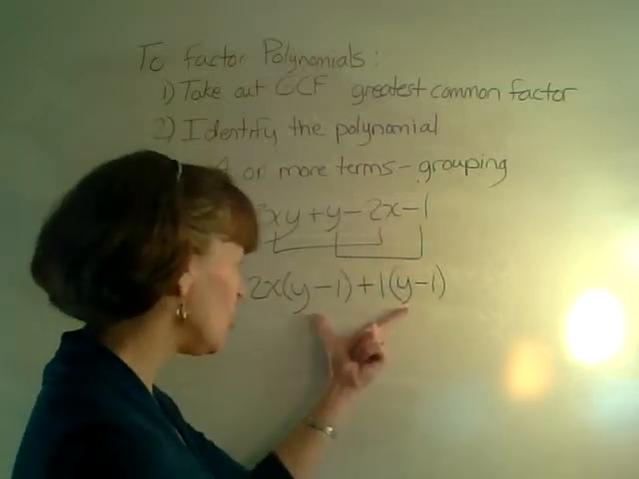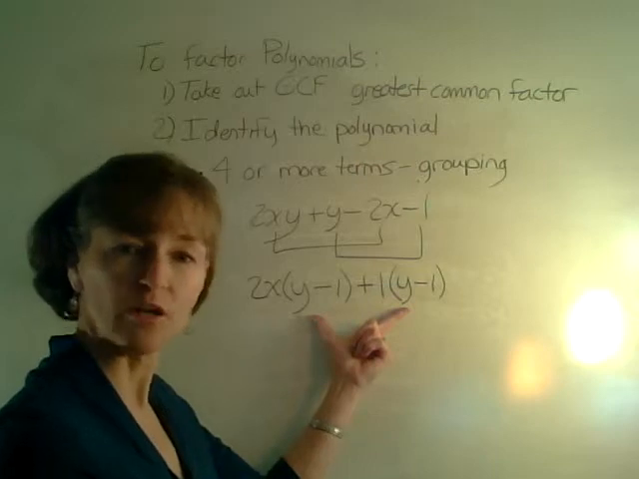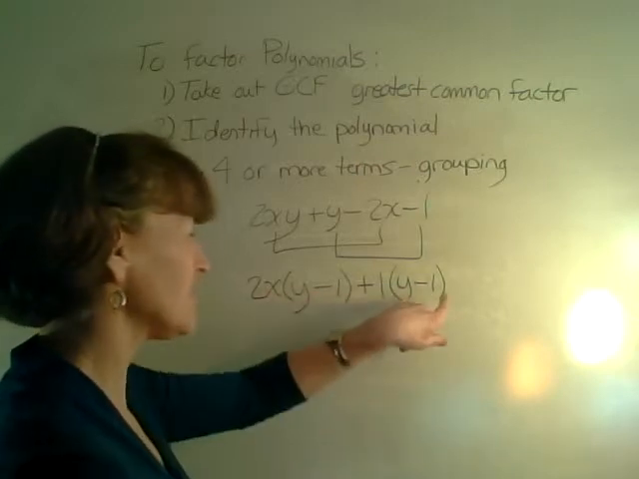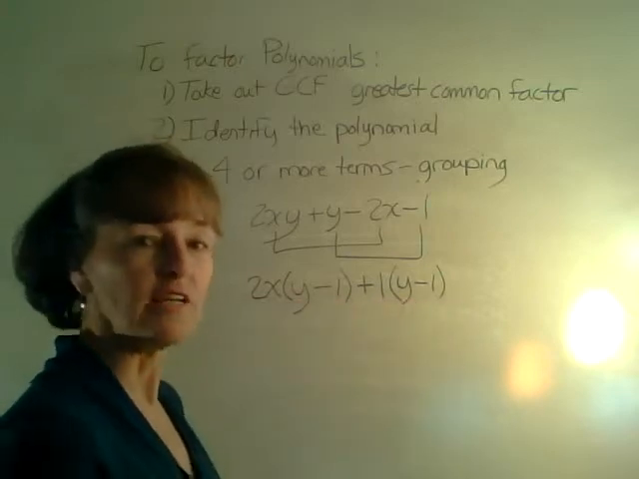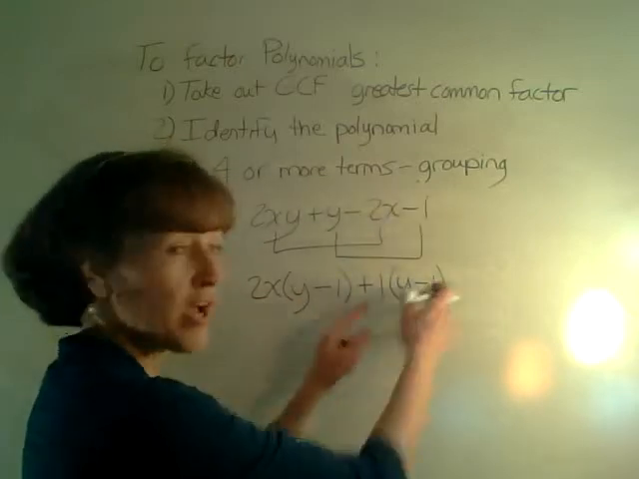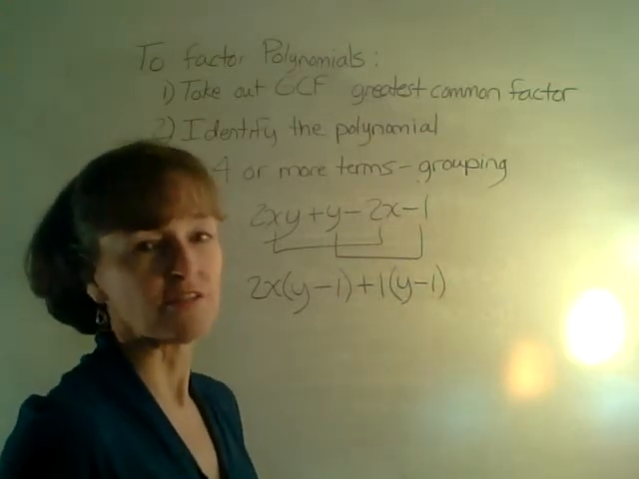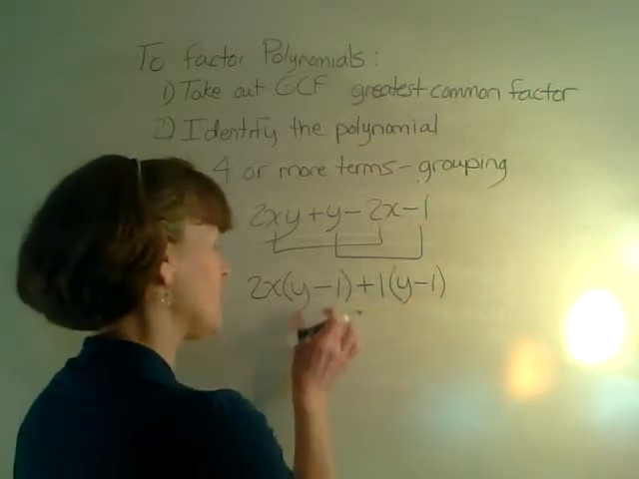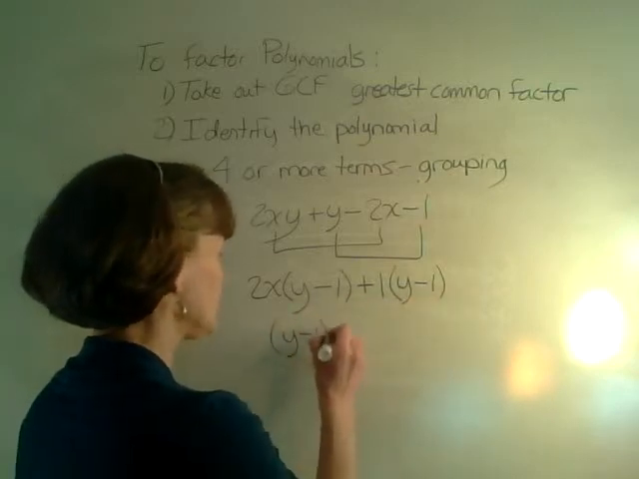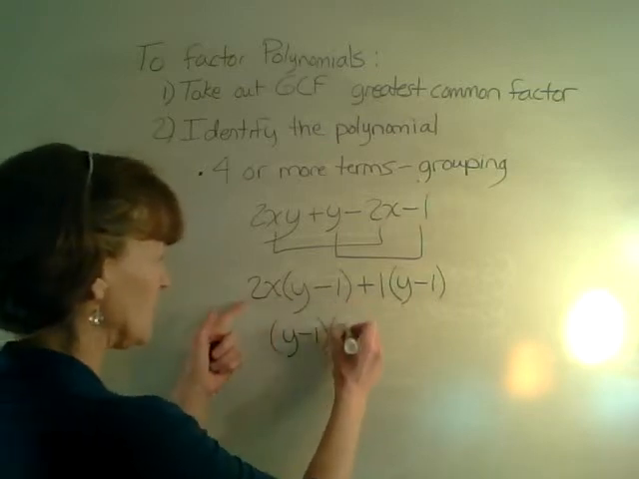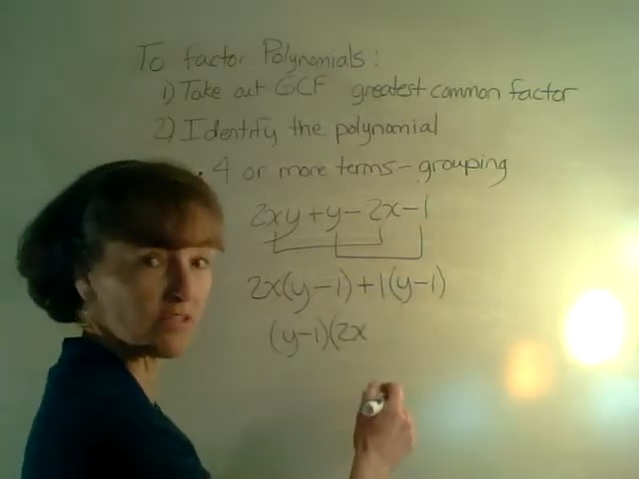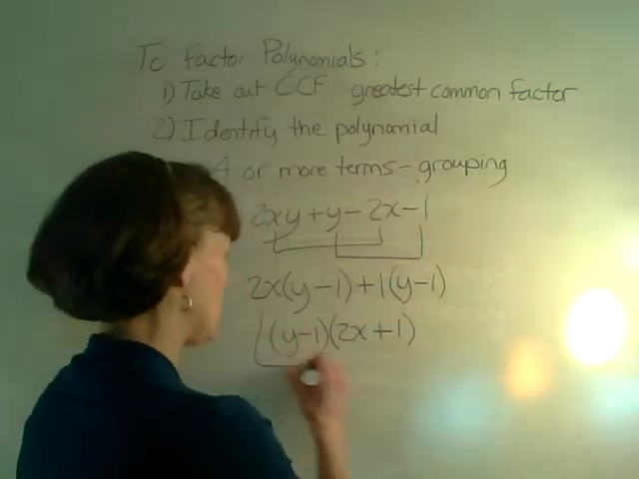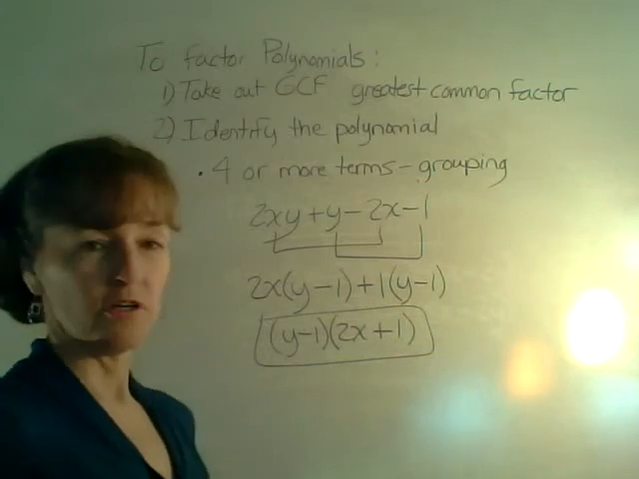It is very helpful, not entirely necessary, but very helpful to write this way, because now we can see that each of our two terms has a common factor, and it's y minus 1. If you do not write this way, as a beginner, you're likely not to see that you have y minus 1 in common. All right? But y minus 1 is a common factor that I can pull out. So y minus 1, and then when I divide this by y minus 1, I get 2x. And when I divide this by y minus 1, I get plus 1. And I have factored my polynomial of 4 or more terms.